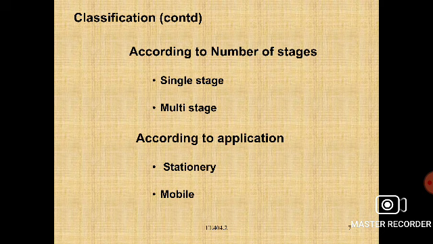According to the application or use, there are stationary turbines and mobile turbines. Stationary turbines are used in power plants and for driving turbo blowers and pumps. Mobile, or non-stationary, turbines are used to drive ships and steamers, and in submarines.